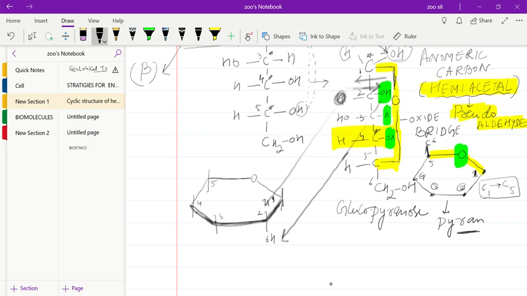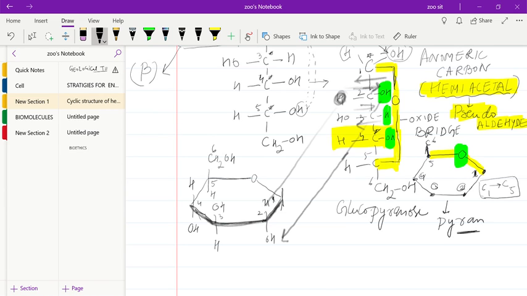And look at carbon number 3 now. H is present on the inner side, so it will automatically go outside, and OH on the inner side. Clear? So again, it will follow the same rule, just like here and here. Carbon number 4 has OH on this side and H on this side. Here will be H, and carbon number 6 will come out of the ring, and this will be carbon number 6. This is called the glucose molecule now.